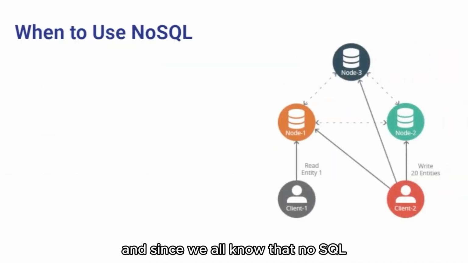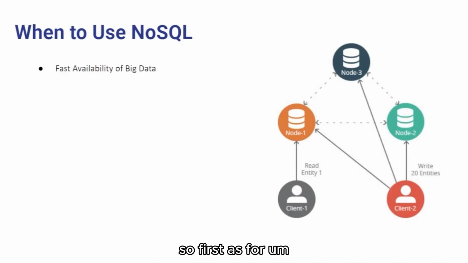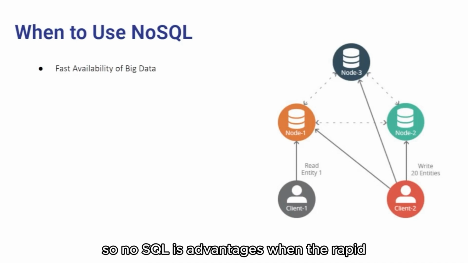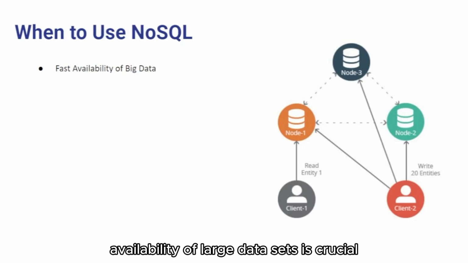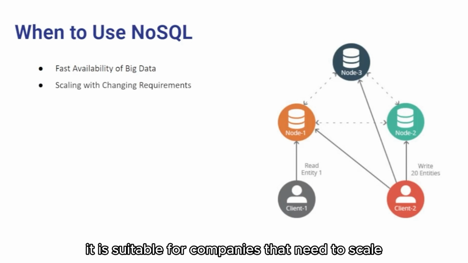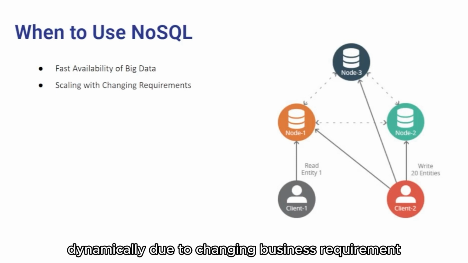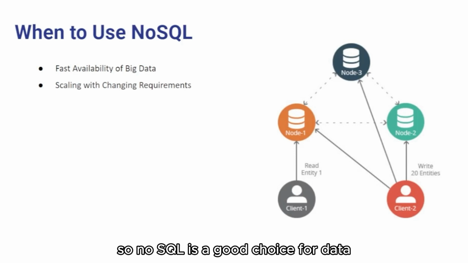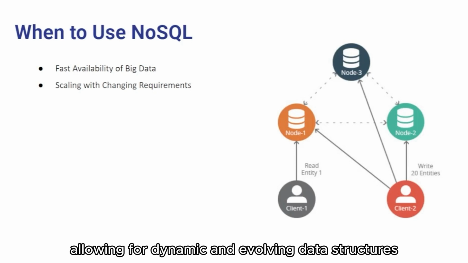And since we all know that NoSQL databases are non-relational databases that are designed to store and manage data that is not well suited for relational databases, here is when to use NoSQL. So first is for fast availability of big data. NoSQL is advantageous when the rapid availability of large datasets is crucial. And the next, it is suitable for companies that need to scale dynamically due to changing business requirements. NoSQL is a good choice for data that requires a flexible schema, allowing for dynamic and evolving data structures.